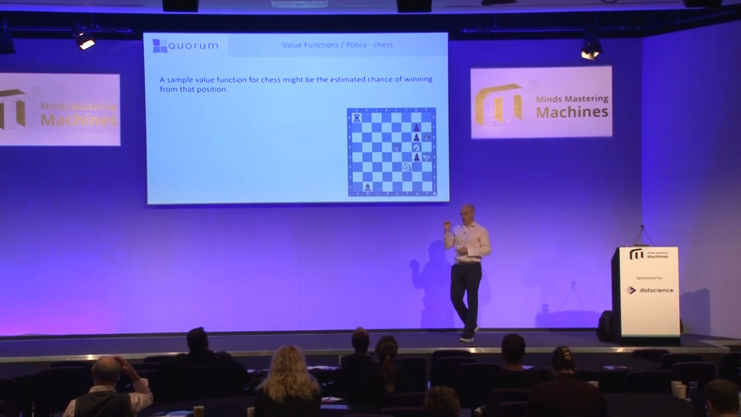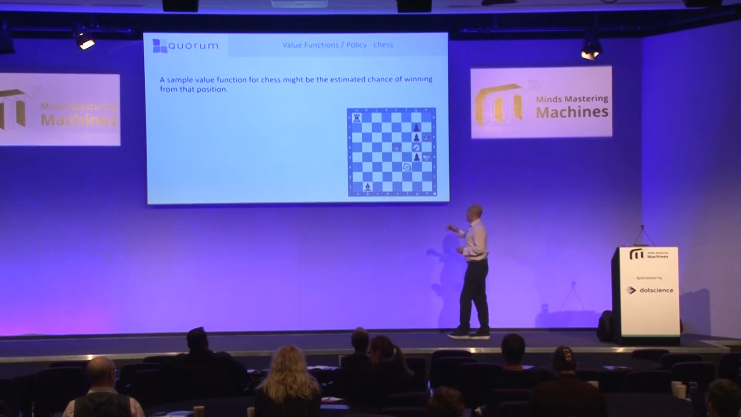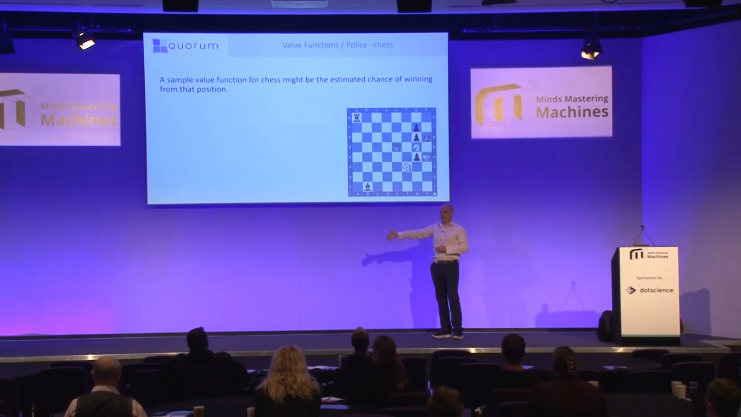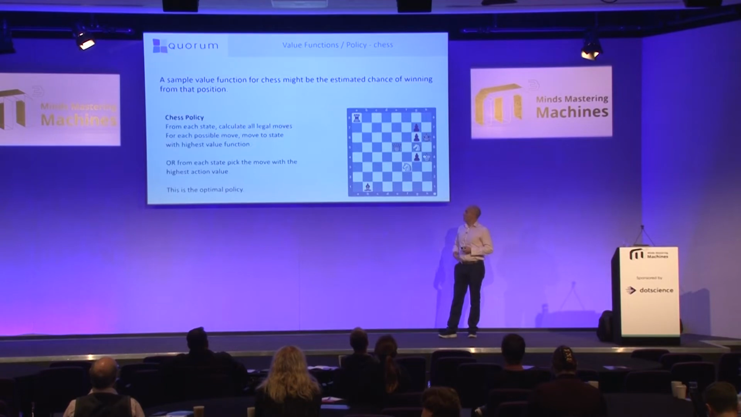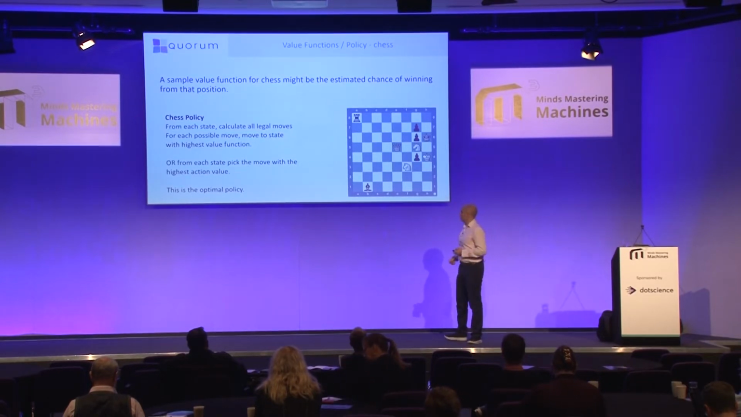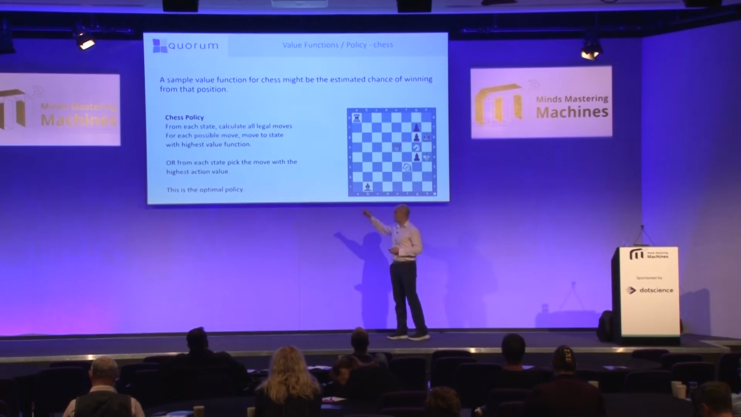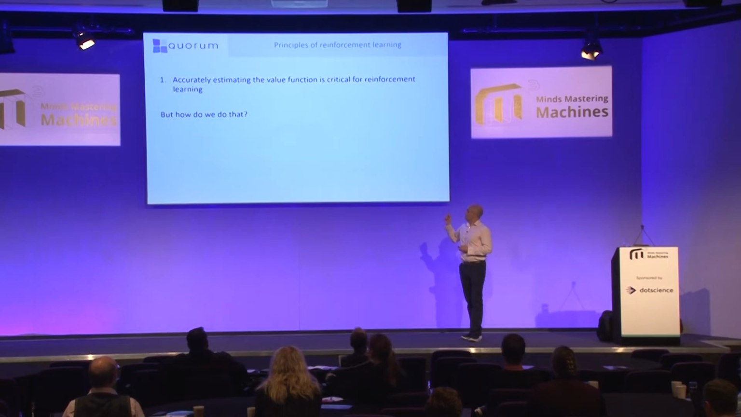Now, if I had a value function that could absolutely accurately estimate what my chance of winning from a particular position is, all I have to do is now look to the next possible move, what are all the possible positions, and I pick the one that's got the highest value. So if I have a perfect value function, I can essentially look at all the possible outcomes of my next move, pick the one with the highest value, and that essentially is the best possible move in this scenario. And that's called, in reinforcement learning, the optimal policy. So the value function is key to a reinforcement learning algorithm. But how do you actually estimate this?